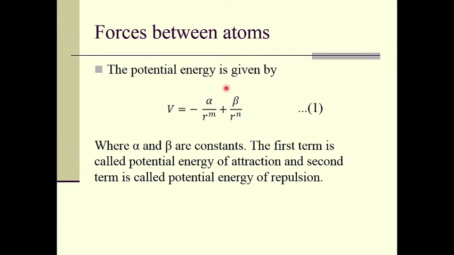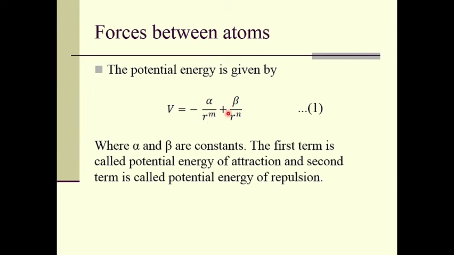Now the potential energy is given by V is equal to minus alpha upon r raised to m plus beta upon r raised to n. So this is the potential energy function where alpha and beta are constants. R is the atomic separation. The first term is called the potential energy of attraction. We have already studied that the potential energy of attraction is negative, right? So the first term is negative. So minus alpha upon r raised to m is the potential energy of attraction.